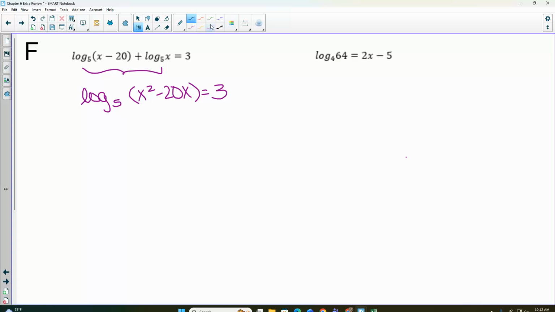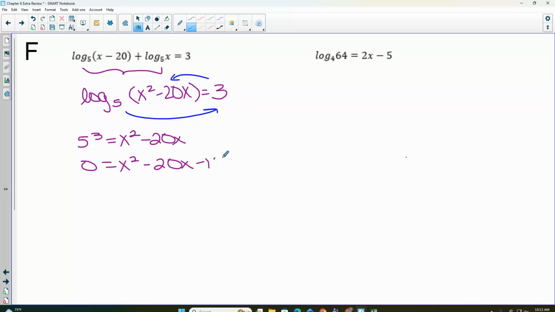Now, there's a log on one side. Anytime the log is on one side, what's our strategy? So 5 to the third equals x squared minus 20x. 5 to the third is 125, so if you subtract that over, what multiplies to a negative 125 and adds to negative 20? Negative 25 and 5.